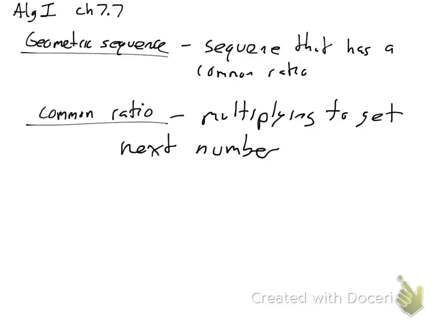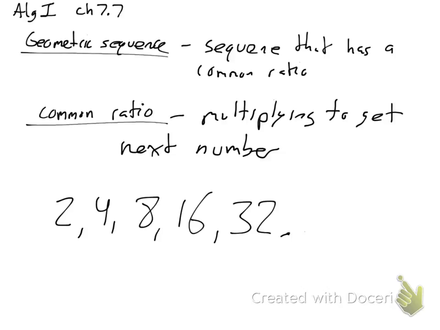So the next number could be by 2. So if I go by 2's, it might start at 2, and the next one would be 4, and then it'd go to 8, and then it goes to 16, right? 2, 4, 8, 16, 32, dot, dot, dot. That's a geometric sequence. Why? Because it's going up by a factor of 2.